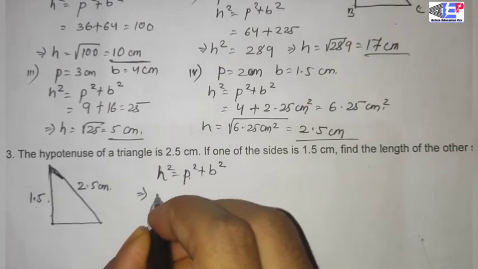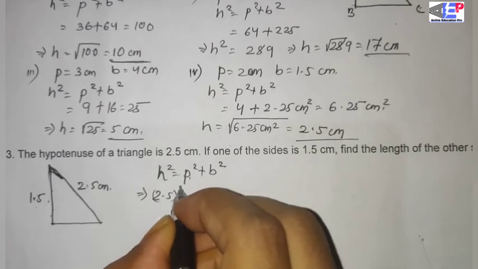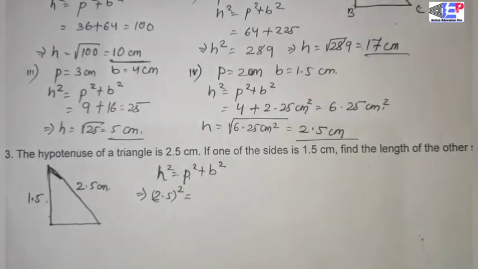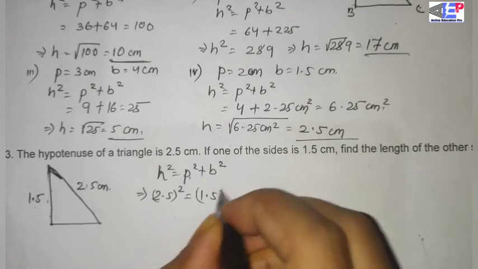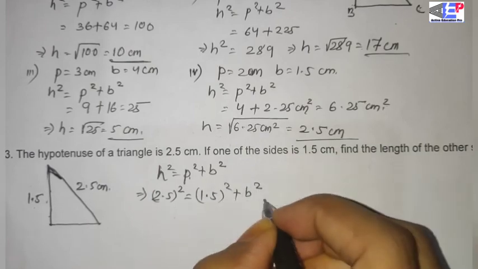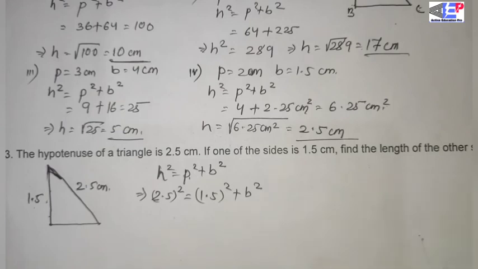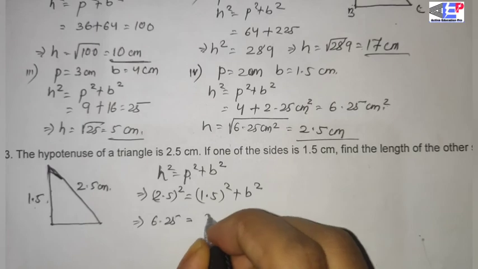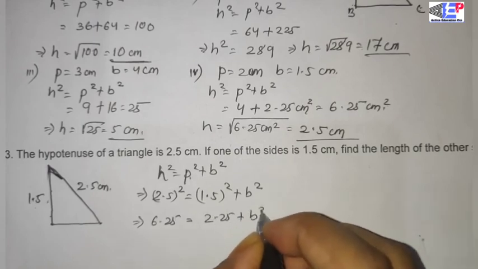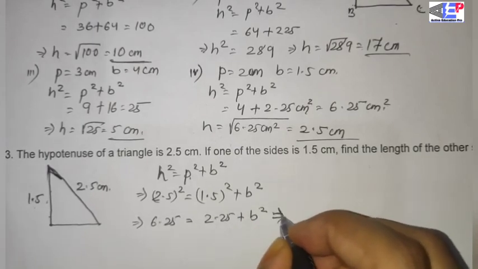So H is 2.5 square, and yes, this is also a decimal problem, a problem of decimal numbers. So please check carefully whether you have placed the decimal points at the correct place or not. P is 1.5 square plus B square. We don't know the value of B square, so it remains as a variable B. So now this is 6.25 equals 2.25 plus B square. Right, now I can interchange the position.